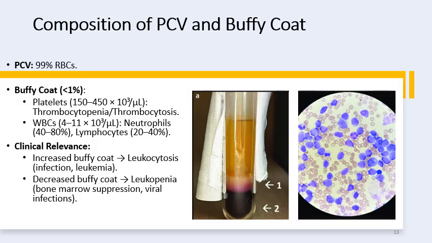The RBCs must be very abundant, with just one or two white blood cells present in the film. But when we see a lot of white blood cells like this in the film, associated with an increase in the buffy coat, this means that the patient has an increase in white blood cells.